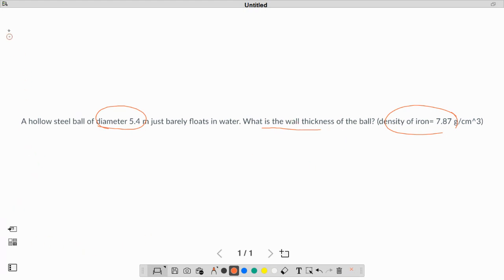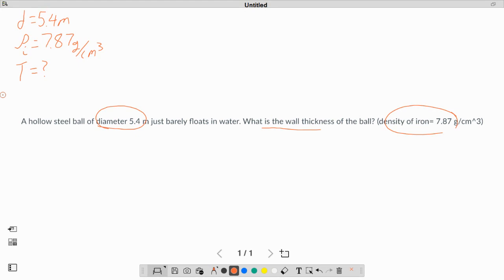So we got the diameter is 5.4 meters. The density of iron is 7.87 grams per centimeter cubed. It's not our standard units that we've been using, so we're going to be careful of that. And then it asks for the wall thickness. I'll just call that T.